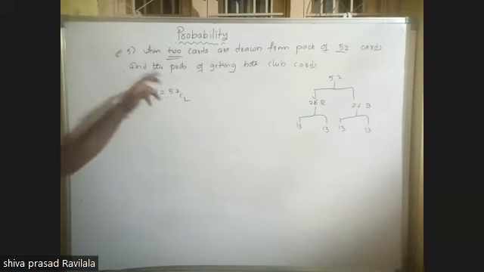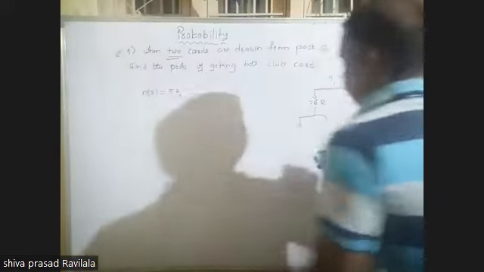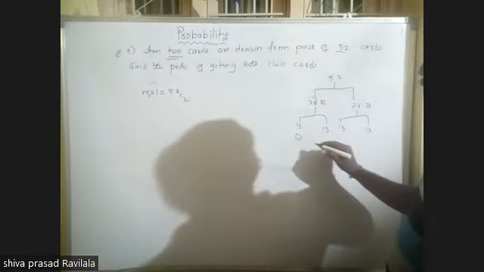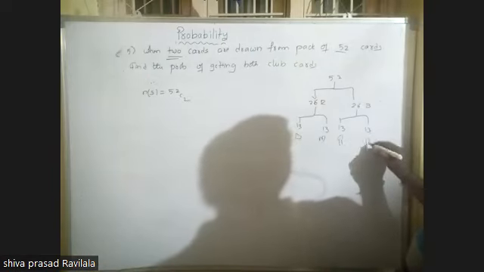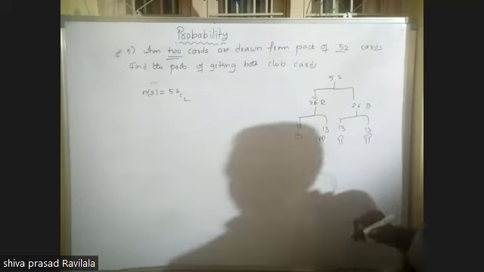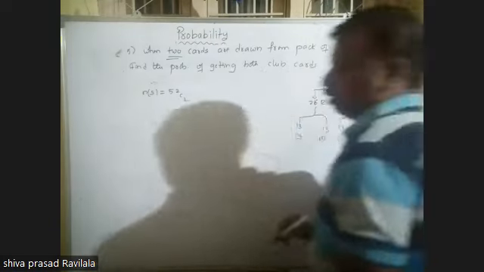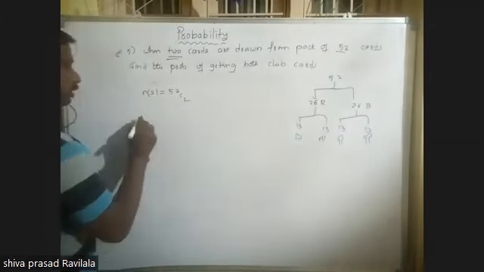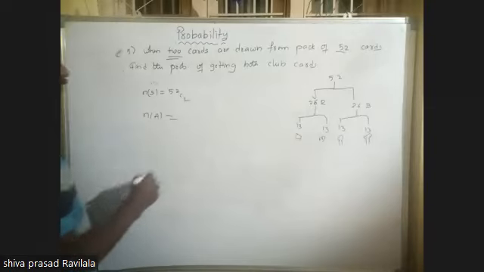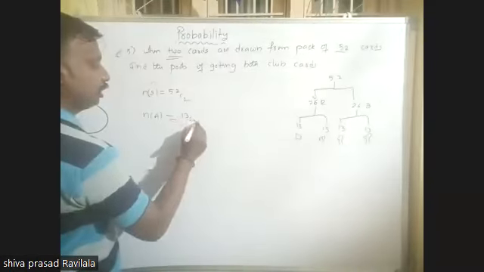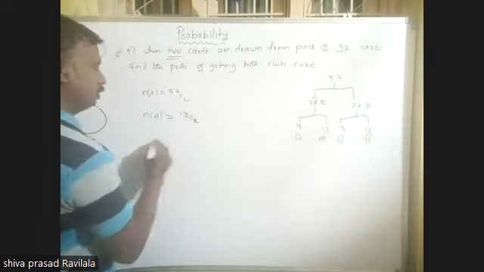Next, find the probability of getting both club cards. Observe here, we have diamond 13, heart 13, spade and club 13 each. Both are club cards means n of A: you should take the 2 cards from that club only. Therefore, n of A is equal to 13C2.